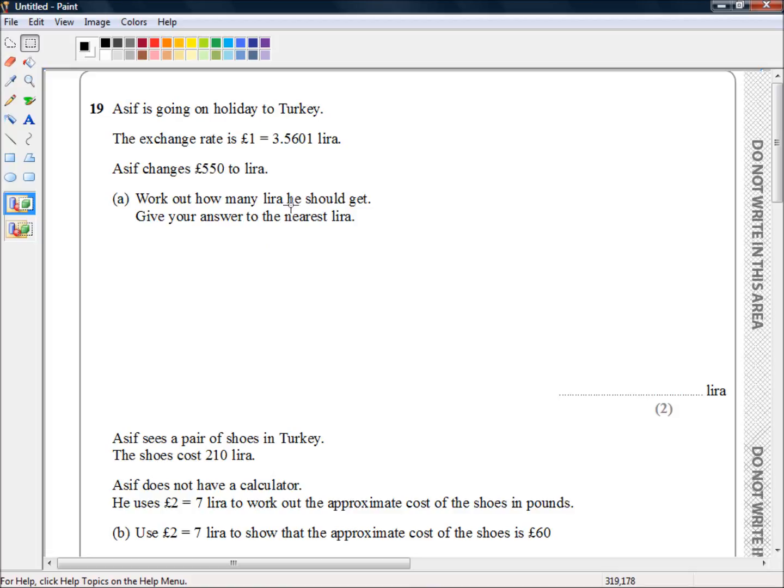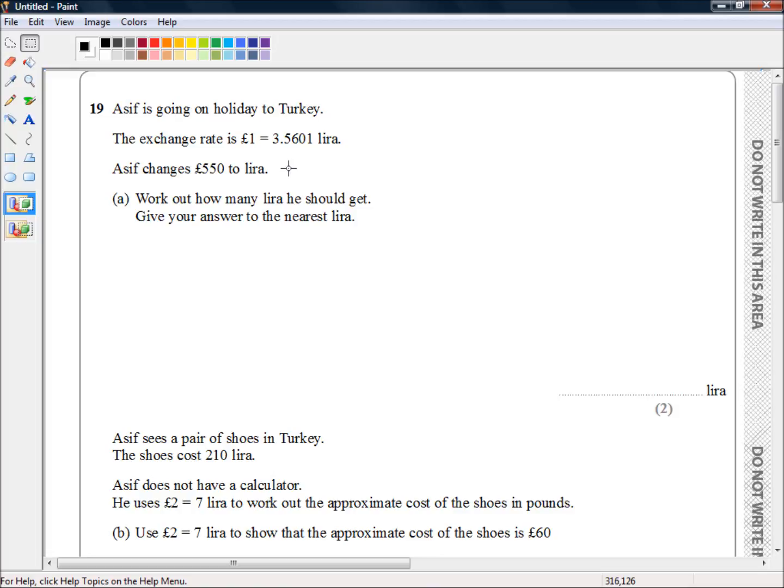Okay, so for some people it might be straightforward. You just multiply the £550 by 3.5601. For others we might be worrying, should we multiply or should we divide? I'm not sure. So let's think this through.